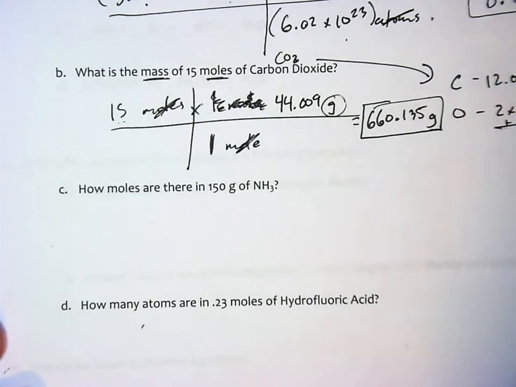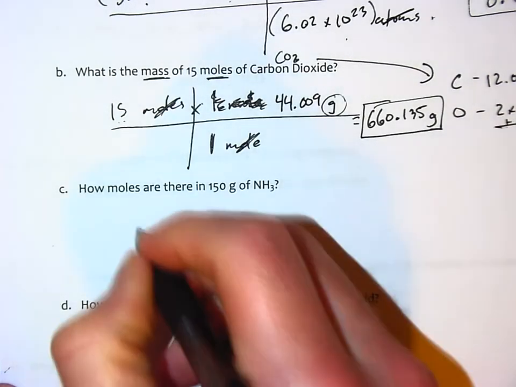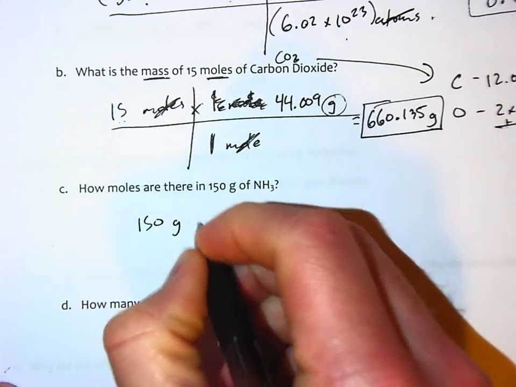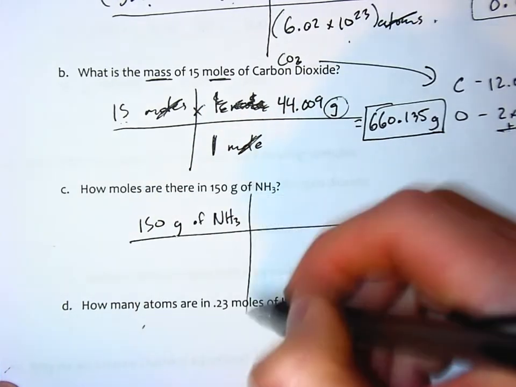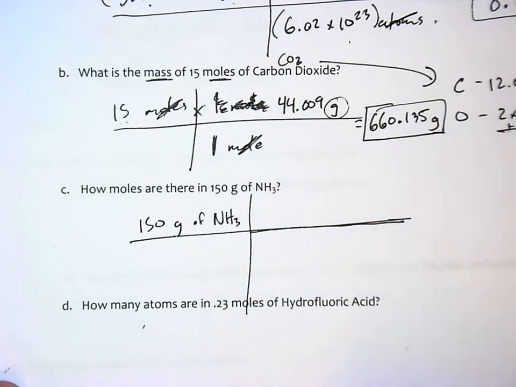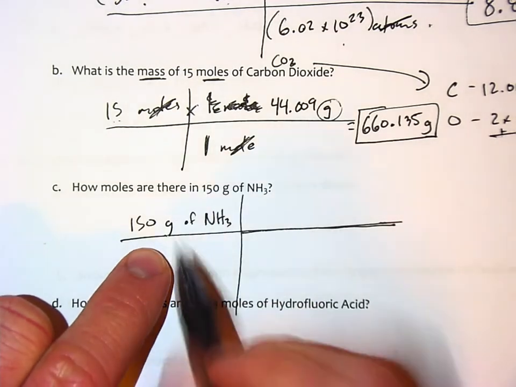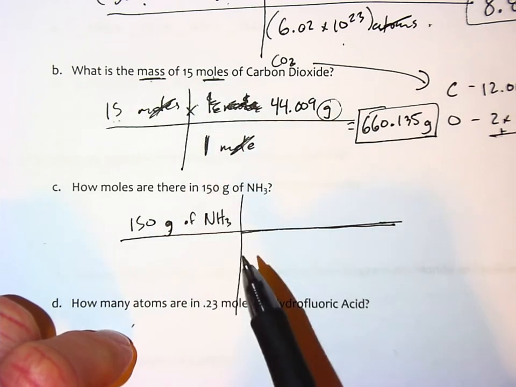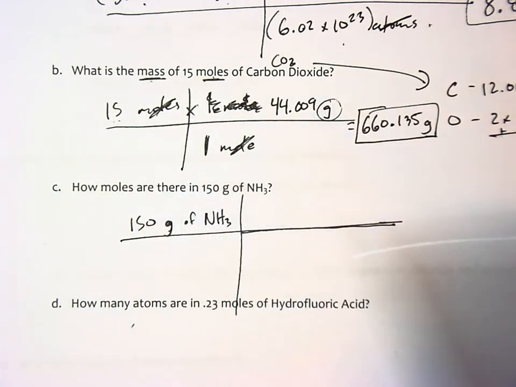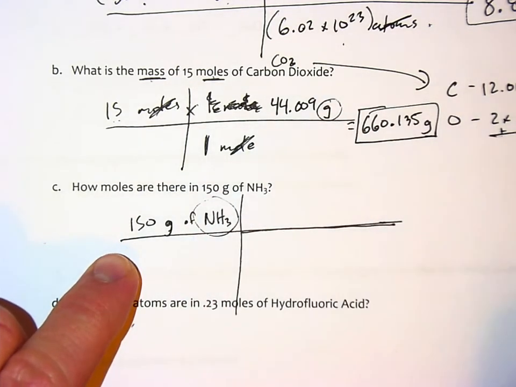Part C: how many moles are 150 grams of NH3? I'm going to write what I have: 150 grams of NH3. In the problem above, we went from moles to mass. Now we're doing the backwards, mass to moles. So what I need to do is find the molar mass of NH3.